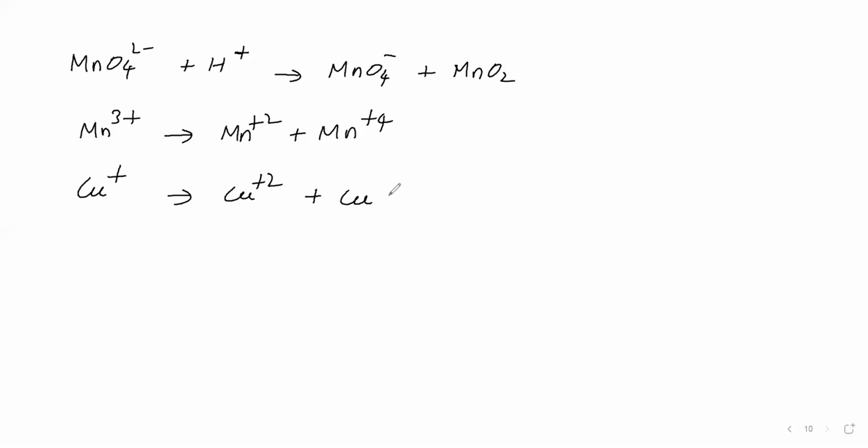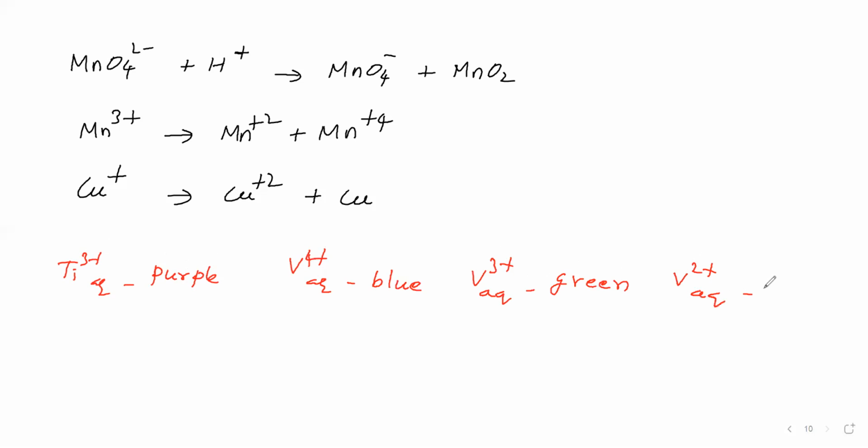Next, we will see colors of metal ions. Ti3 plus aqueous exhibits purple color. Vanadium 4 plus aqueous is blue. Vanadium 3 plus aqueous is green. Then vanadium 2 plus aqueous is violet.